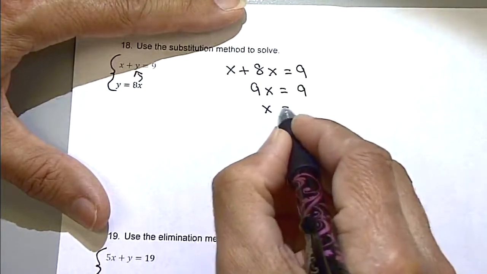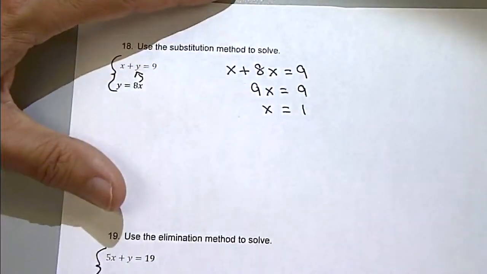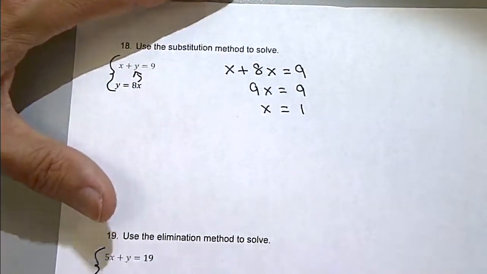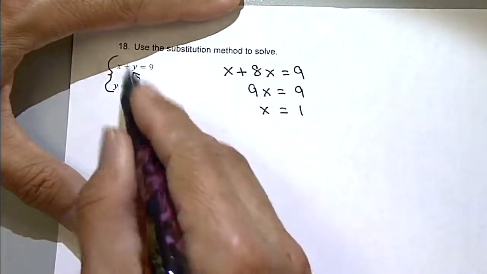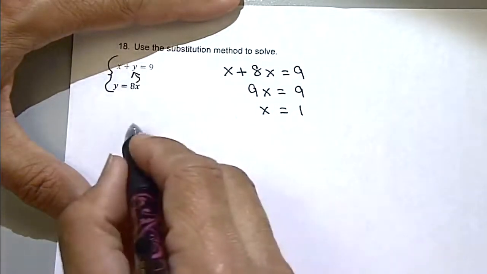So x is equal to 1. Nobody has any problem with that, do you? X is equal to 1. Now, how do I find out what y is equal to? Well, plug x in, either equation. I'll do it to this one.